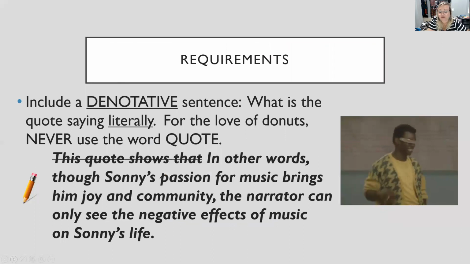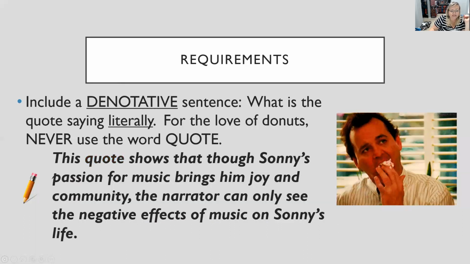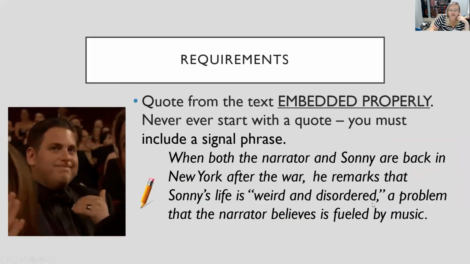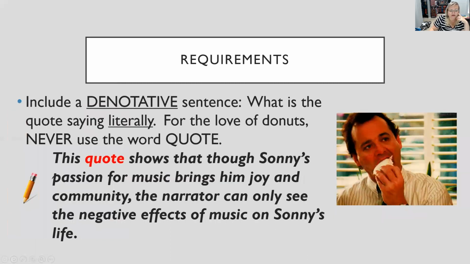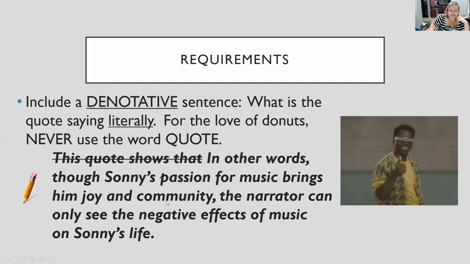Okay, so really you could just cross out this quote shows and just say, in other words, or though Sunny's passion for music brings him joy and community, the narrator can only see the negative effects of the music on Sunny's life. So this sentence is my denotative sentence that tells me what my quote is saying. So if I go back, he said it's weird and disordered, a problem that the narrator believes is fueled by music. And he says that although it brings Sunny joy, all the narrator can focus on are all of the negative effects.